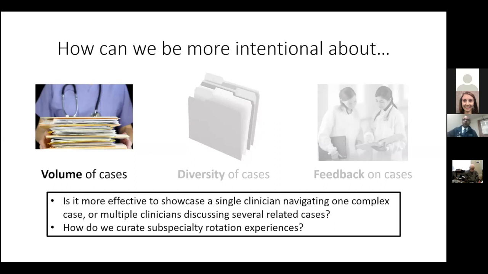So here's a question. Is it more effective in clinical problem-solving case conferences to showcase just one clinician navigating one really complex case, or to have multiple clinicians discussing several related, perhaps simpler cases so that they can learn from each other's schemas? How should we curate subspecialty rotation experiences so that learners are seeing an adequate number of the cases that we want them to see in our subspecialties?